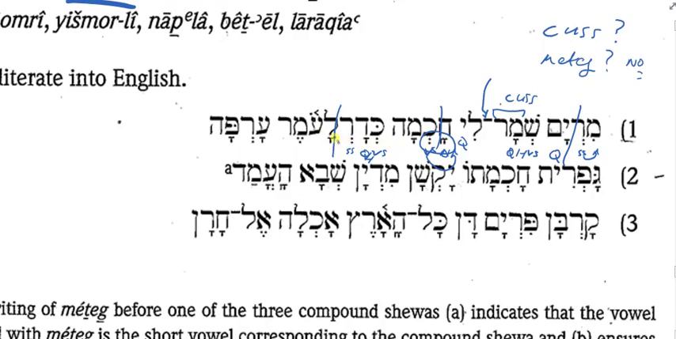Kador. And then what type of a symbol is this? I don't have a shava here, so I don't have to ask the metheg question. I just have to ask the kus question. Is this a kus syllable? No. It's open, isn't it? Consonant vowel. This consonant has its vowel. So this is an open syllable. So not a kus syllable. So it's a kametz. So kador la. Say that. Kador la omer. Kador la omer.